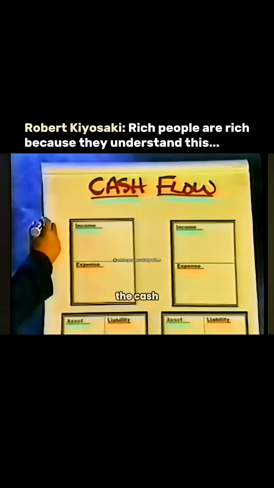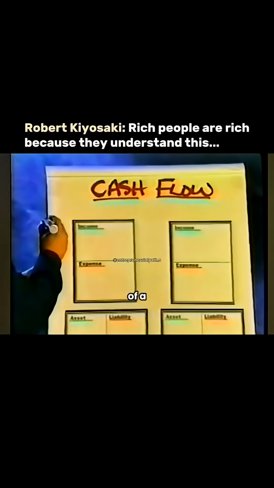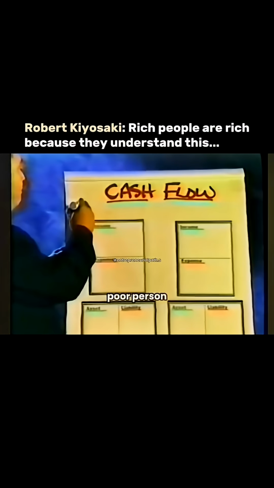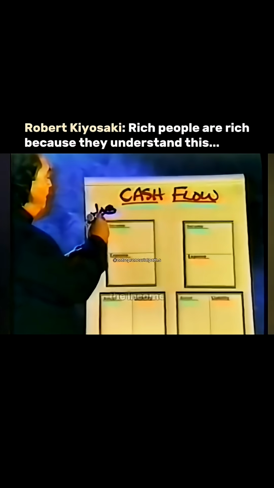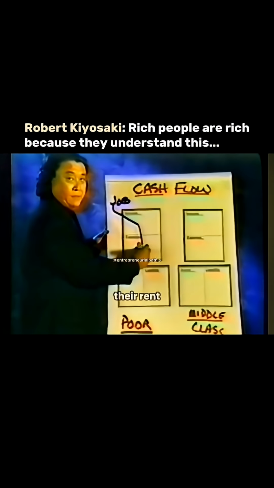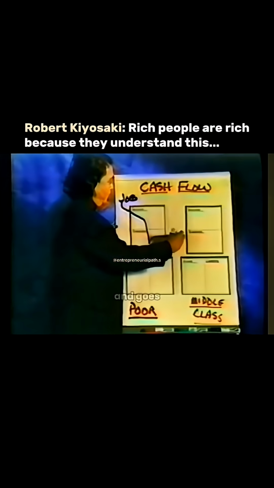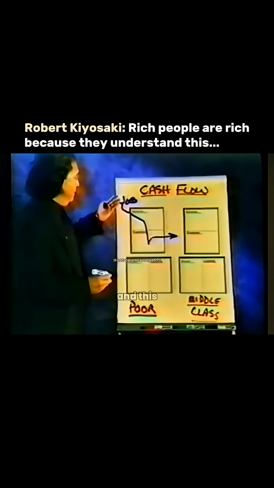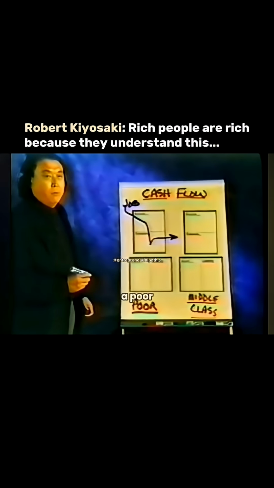So I will show you the cash flow pattern of a poor person. Generally, a poor person, all they have is a job. The income comes in from the job, goes down, they pay their rent, clothing, a little food, and goes out the expense column. And this is the cash flow pattern of a poor person.